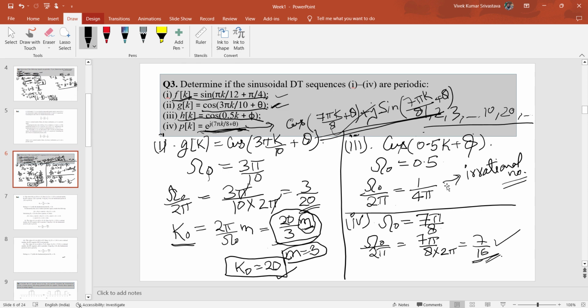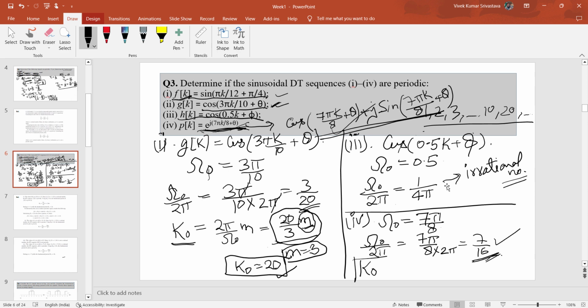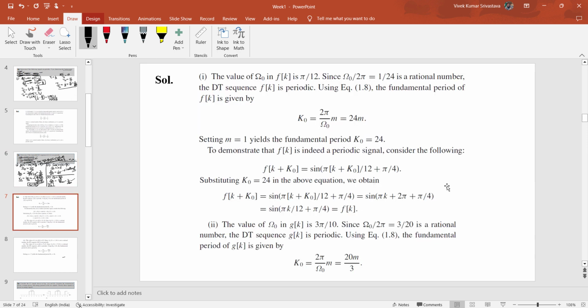Once you know whether the signal is periodic or not, you can go ahead and determine the value of the fundamental time period. I am leaving this exercise for you, you can try it by yourself. So any doubt in this problem? No, sir. Okay.